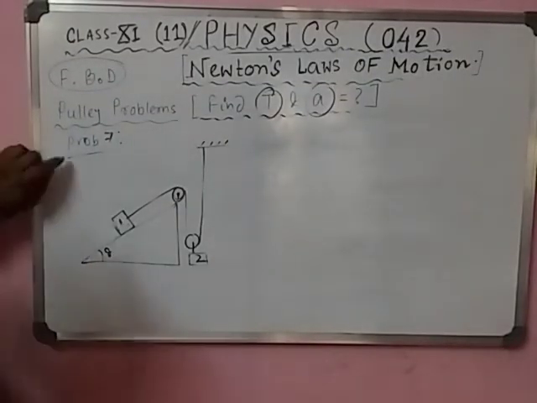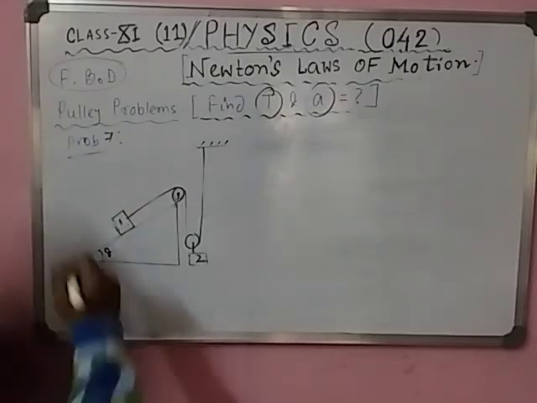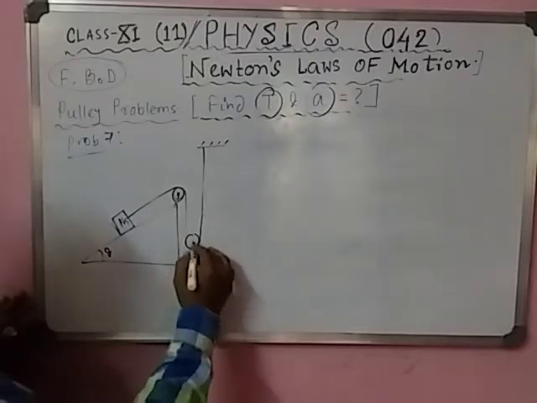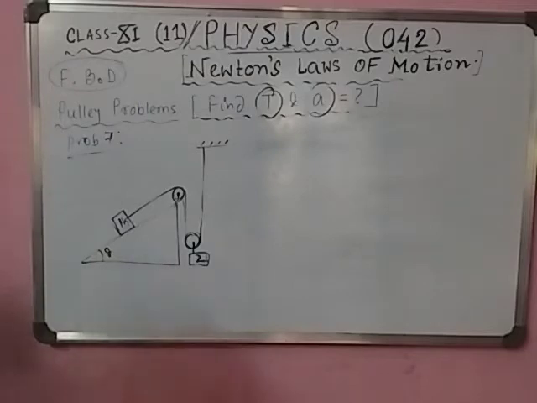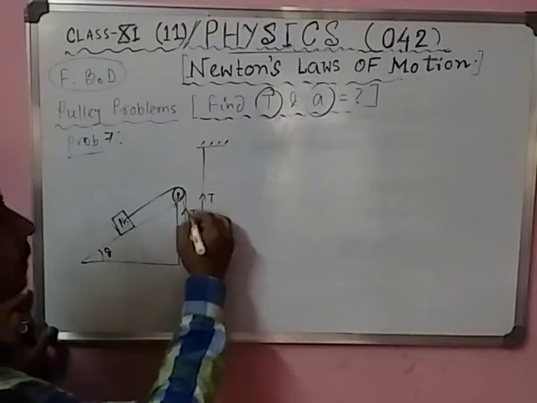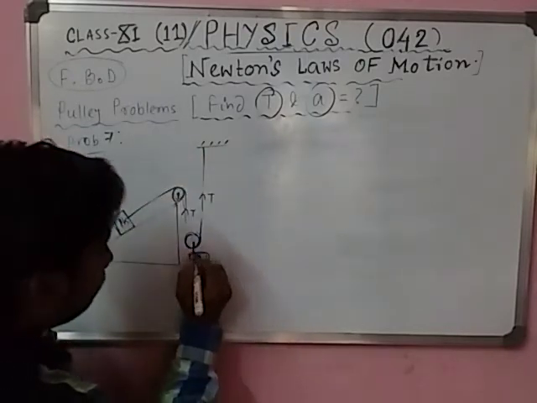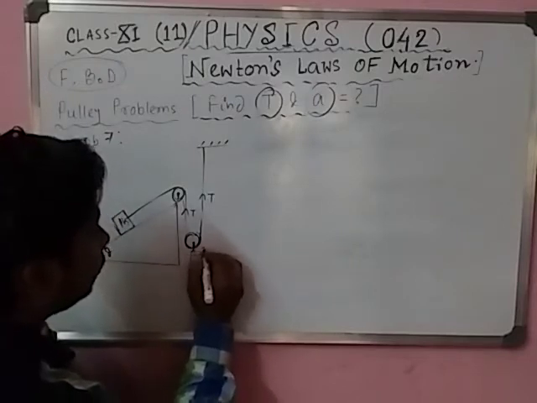See students, next problem number 7. Here is an inclined plane with a 1 kg body attached. Here is a 2 kg body attached with a mobile pulley. See, this is a mobile pulley. So in this problem we can solve the mobile pulley problem. In a mobile pulley there is a single string, single tension T. But in this case, for the 2 kg body, you can write 2T.